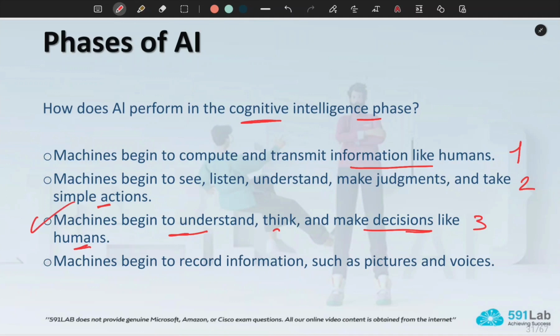Let's see the last choice. Machines begin to record information such as pictures and voices. Also, this is the first stage. So the correct answer is the third choice. Machines begin to understand, think, and make decisions like humans.